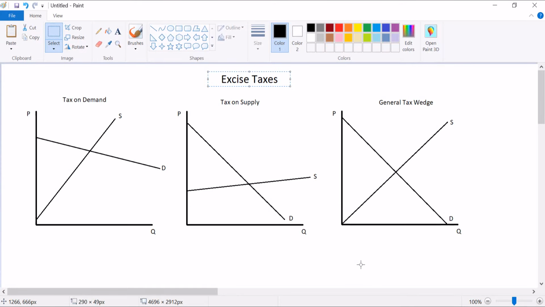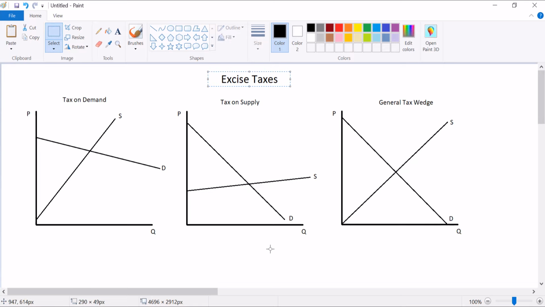An excise tax is what we call it when the government taxes a good. We do this with tobacco and liquor and various goods where we just say this good's going to get taxed when you buy it or sell it. Anyway, I want to show you what these taxes look like in a competitive market.